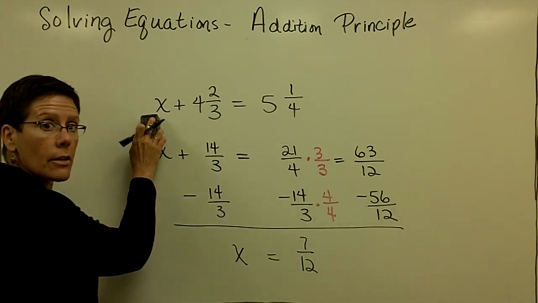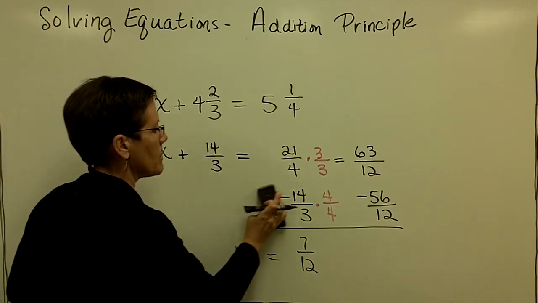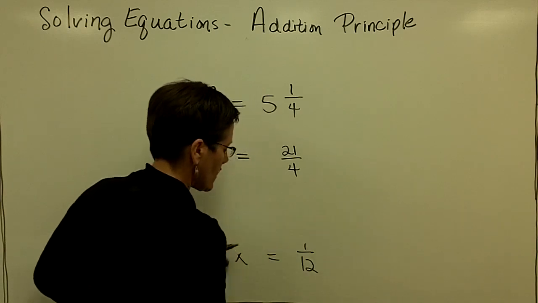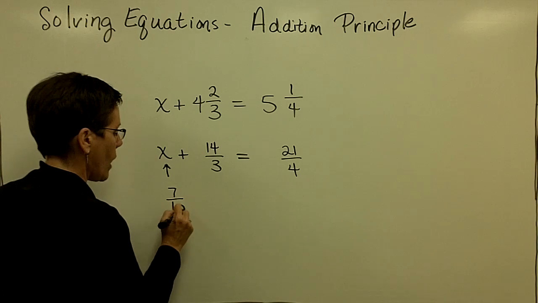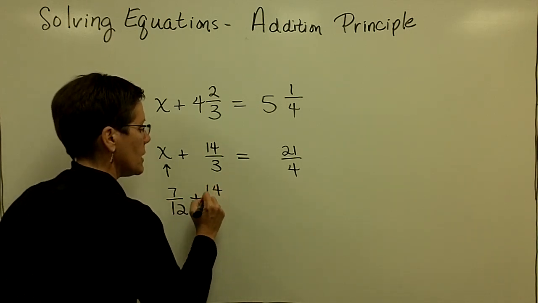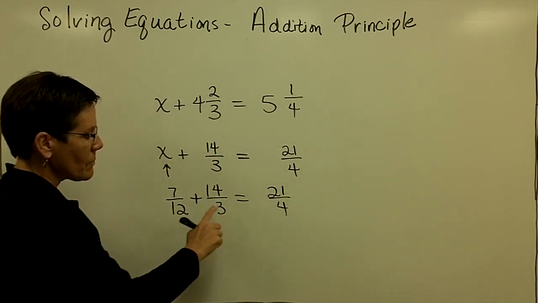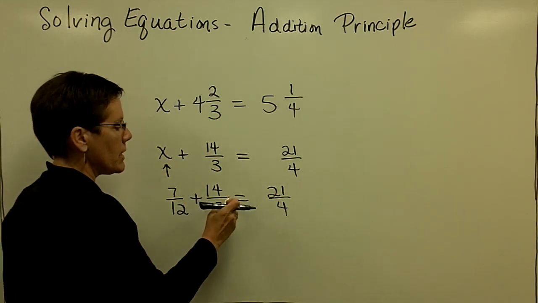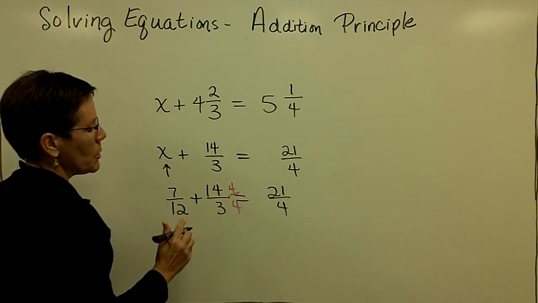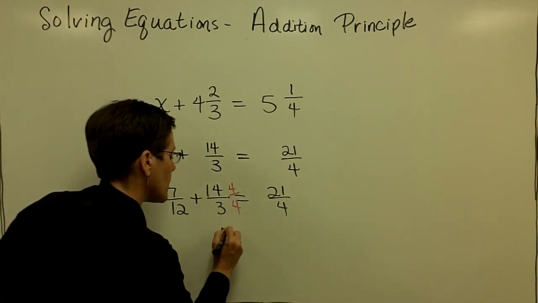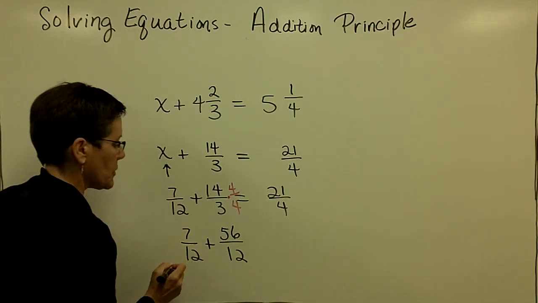I'm going to put that in here into the original equation. Actually, I might go ahead and put it right here. I'm going to take away this portion and take the 7 twelfths and check it. So I wonder if 7 twelfths plus 14 thirds will give me 21 fourths. That's the check that I'll do. I have to get this fraction to have a common denominator of 12. So I'm going to multiply it by 4 over 4. That numerator is going to become 56 over 12. And here I have 7 over 12.